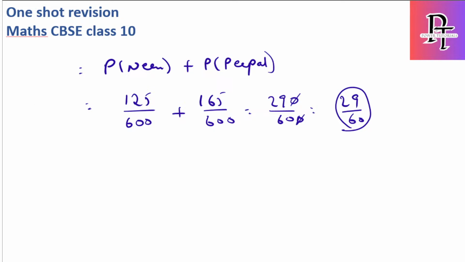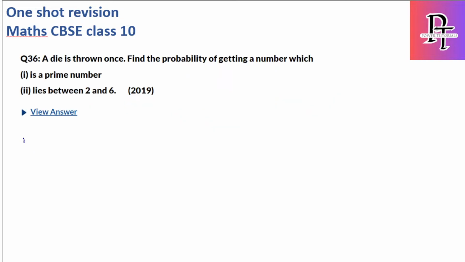Okay, let's move to the next question. Now it is a dice question, which we already covered in the previous class also. The dice is thrown only once. So the total is 6, and what are those? 1, 2, 3, 4, 5 and 6. These will be the outcomes, and the total is 6.